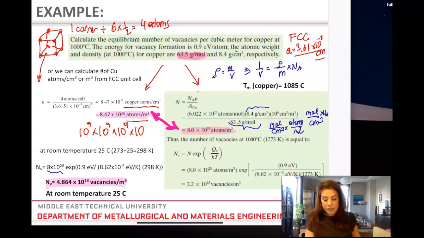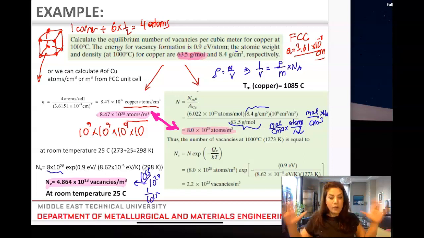Well, this is not a lot. If there are available sites on the order of 10 to the power 28, and I divide 10 to the power 13 into that, what do I get? 1 over 10 to the power 15. So billion times million: for every billion times million atoms, I only have 1 vacancy at room temperature. That's what it means. But if I raise the temperature, as we said, it's going exponential, right?